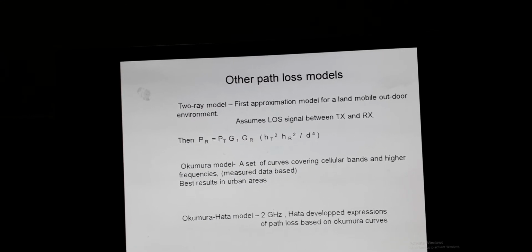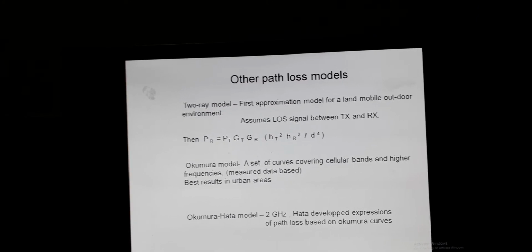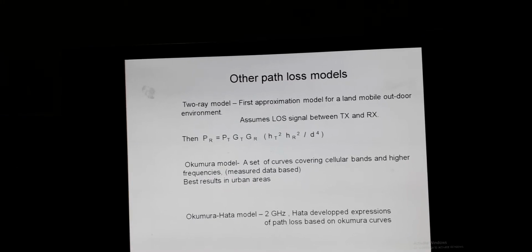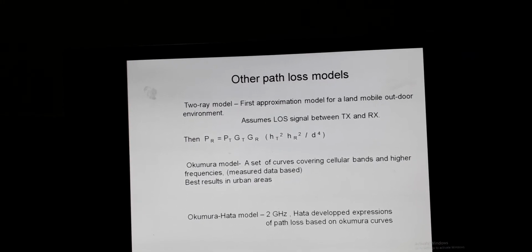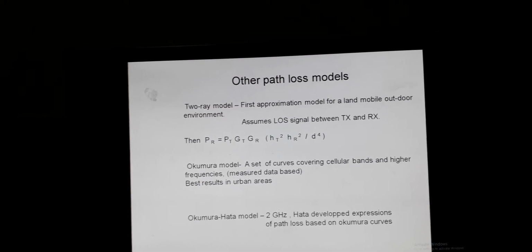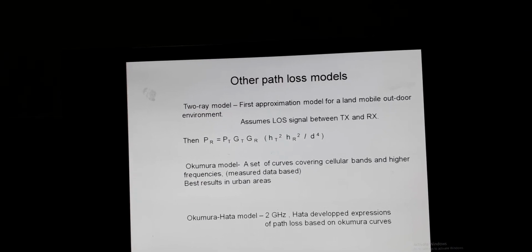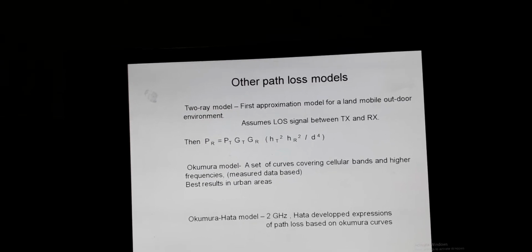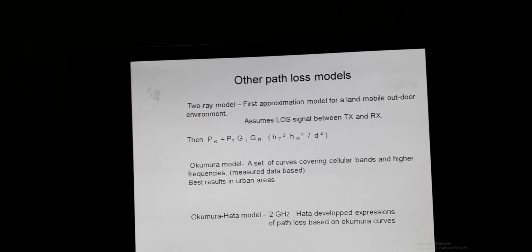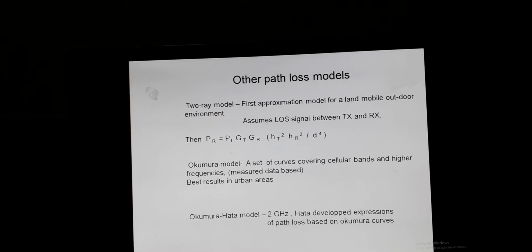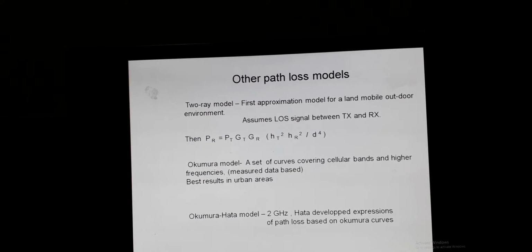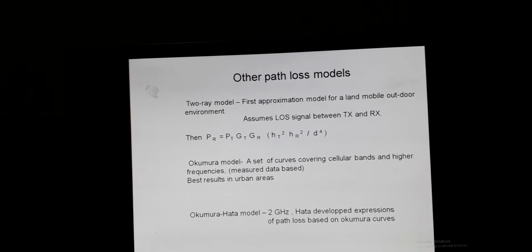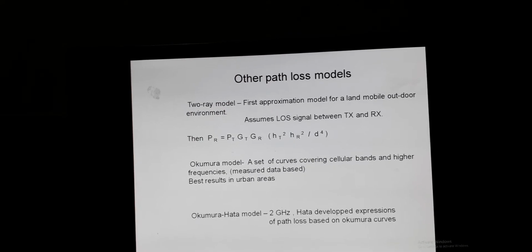In the two-ray model, assuming line of sight between transmitter and receiver, PR is equal to PT GT GR into the bracket HT square HR square by d raised to 4. PT is power of transmitting antenna, GT is gain of transmitting antenna, GR is gain of receiving antenna, HT is height of transmitting antenna, HR is height of receiving antenna, divided by distance between transmitter and receiver. Other models I have discussed, like the Okumura model, have some relation between cellular bands and higher frequencies in urban areas.